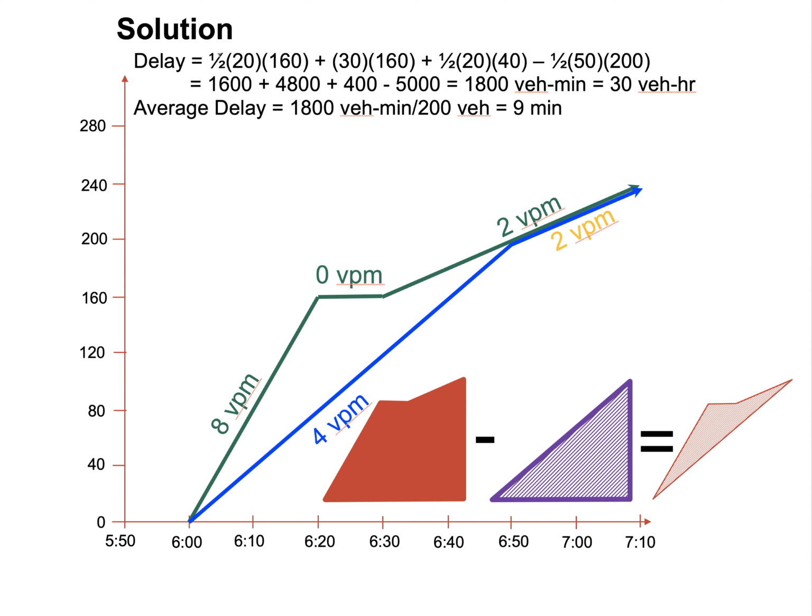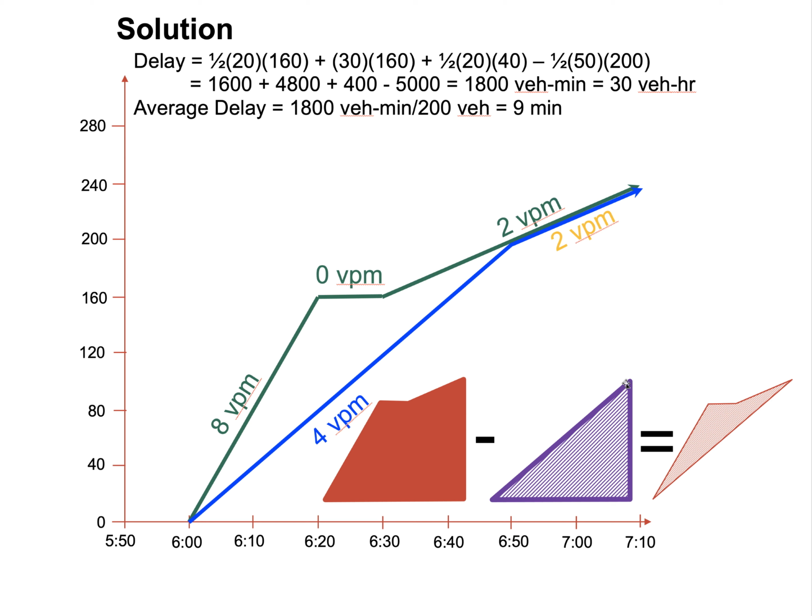For the red area, it's 1/2 times 20 minutes is the base, and the height is 160. Then I calculate this rectangular shape that occurs from 6:20 to 6:50. The bottom of that rectangle is 30 minutes. The height is 160. And then there's just this little triangle left on the top: 1/2, 20 minutes between 6:30 and 6:50, and then the height is 40 vehicles.